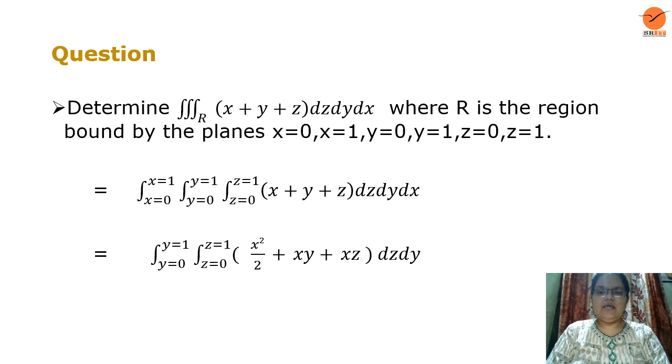First, we integrate this expression with respect to x. Then the expression converts to integral y equals 0 to 1, integral z equals 0 to 1, of x square by 2 plus xy plus xz, dz dy.